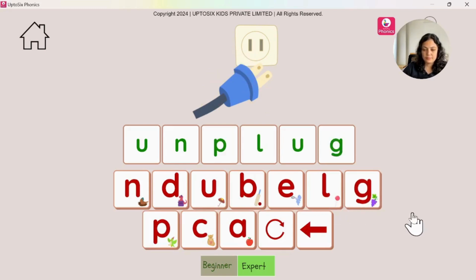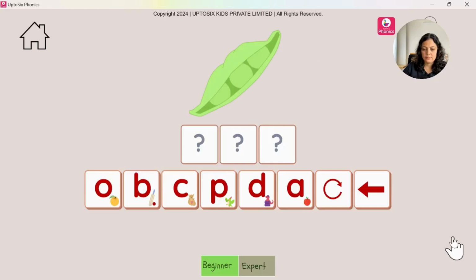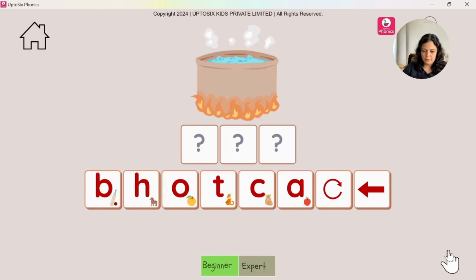Unplug. Can you spell pod? Pod. How to write pod? P is the first sound. Pod. Can you spell hot?